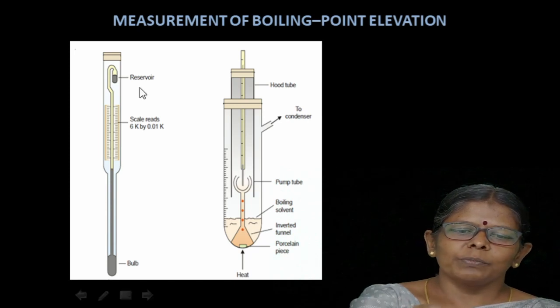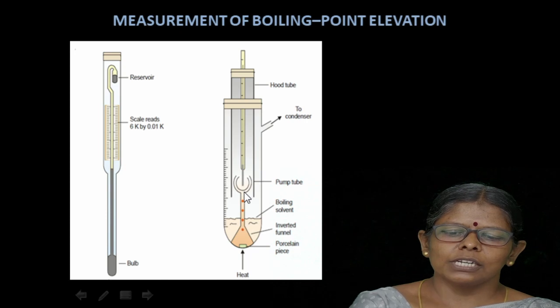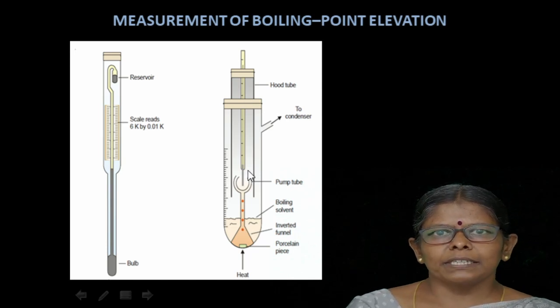Here, the Beckmann thermometer, which we have seen, is inserted inside the glass hood and placed inside the tube. Initially, a known volume of solvent is taken in the boiling tube, and it is heated along with porcelain bits in order to avoid bumping while it boils. As soon as we heat, the vapor escapes through the narrow end and disperses through all its 3 arms. Therefore, the boiling point of the solvent alone can be measured using the Beckmann thermometer.